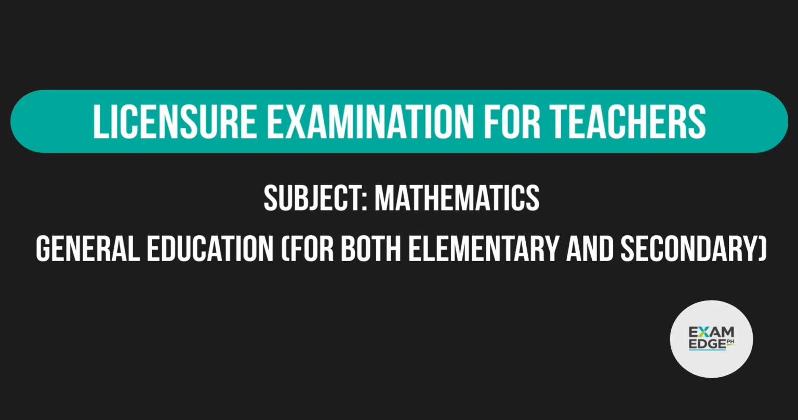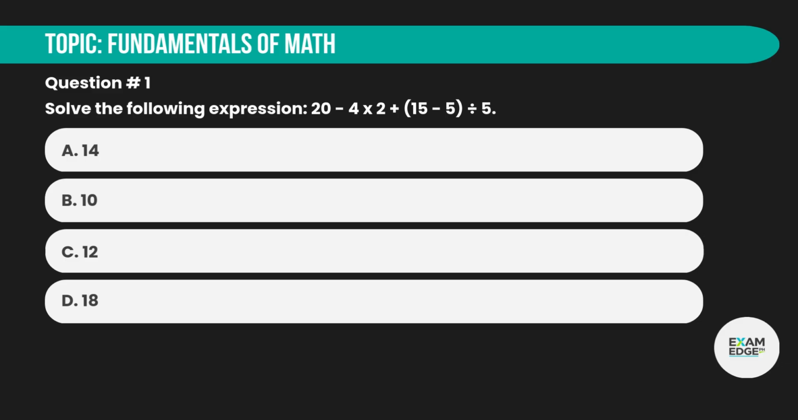Licensure Examination for Teachers. Subject: Mathematics. General Education, for both elementary and secondary. Question number 1. Solve the following expression: 20 minus 4 times 2 plus 15 minus 5, divide by 5. A. 14. B. 10. C. 12. D. 18.